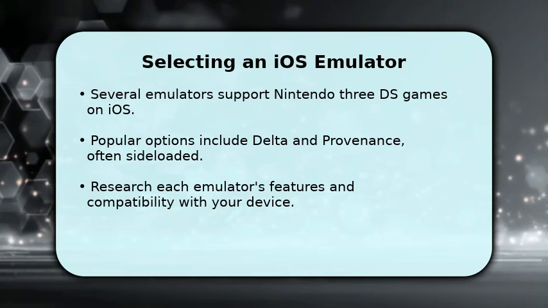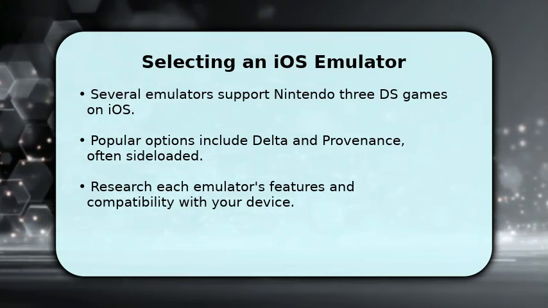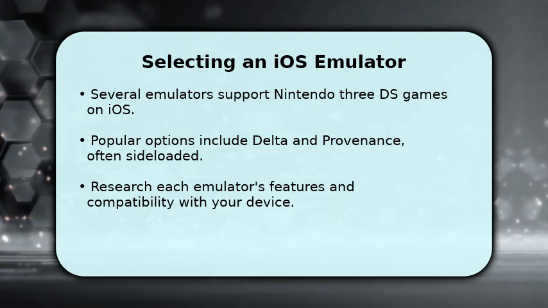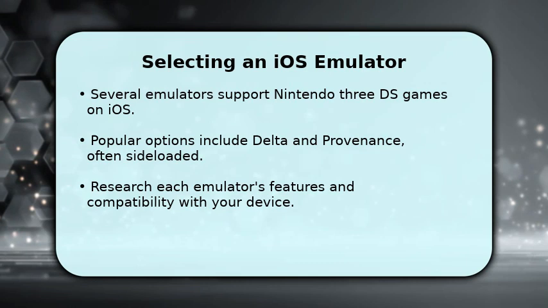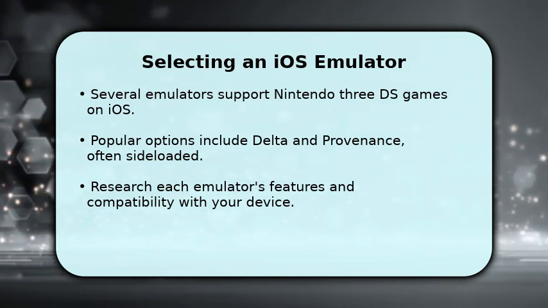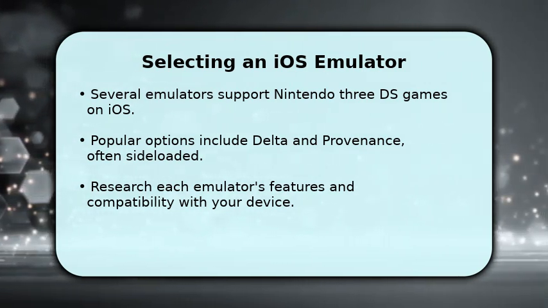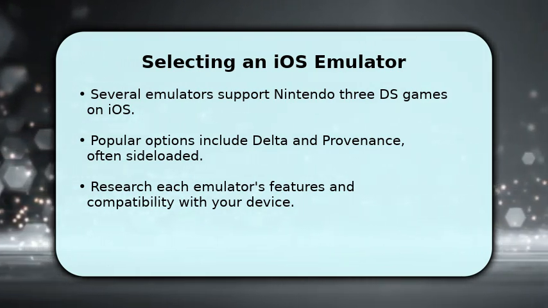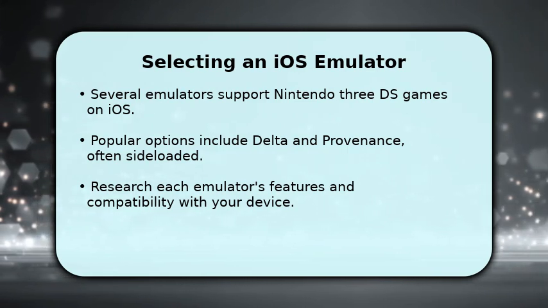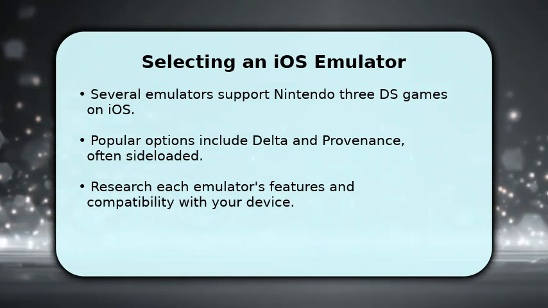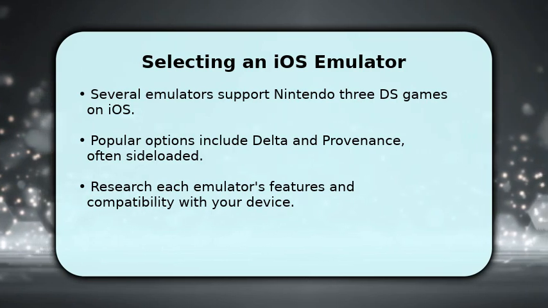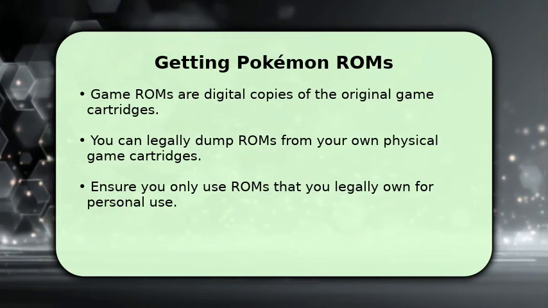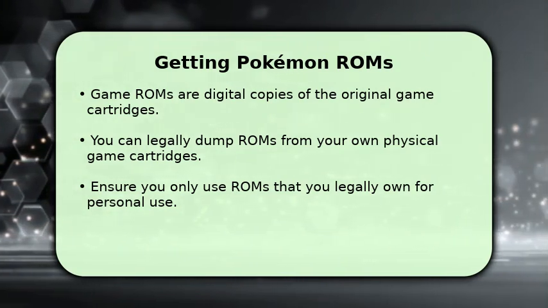Choosing the right emulator is a crucial step. There are a few emulators available that can run Nintendo 3DS games on iOS, such as Delta or Provenance. These applications are typically installed through a process called sideloading, as they are not usually found on the official App Store. Take some time to research different options, considering their features, ease of use, and how well they perform on your specific iOS model.